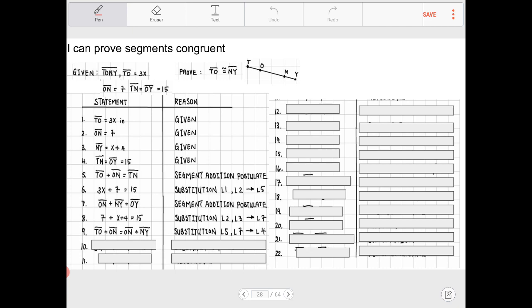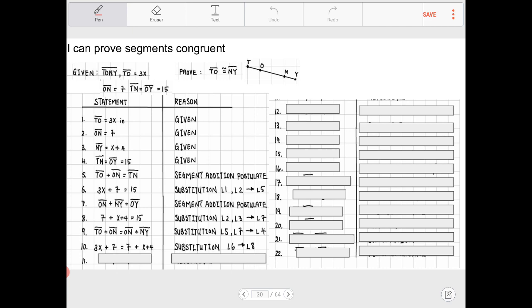So now that we have it up to this point, our objective is to prove that TO is congruent to NY, and we have all these numbers to work with, right? I can say TO plus ON equals ON plus NY. I can make substitutions again, right? Since I know that TO plus ON is equal to 3x plus 7, and I know that ON plus NY is equal to 7 plus x plus 4. This is because of substitution between lines 6 and 8, since they both equal 15.